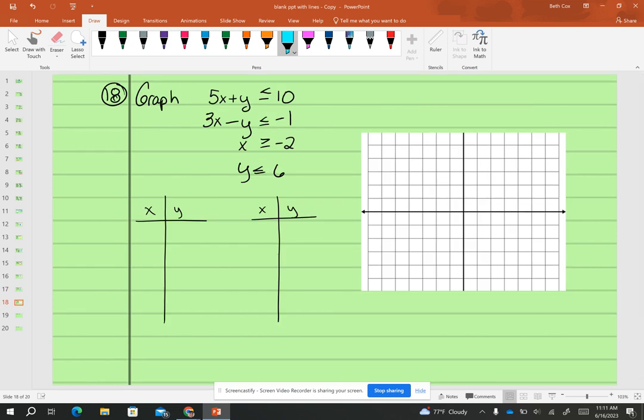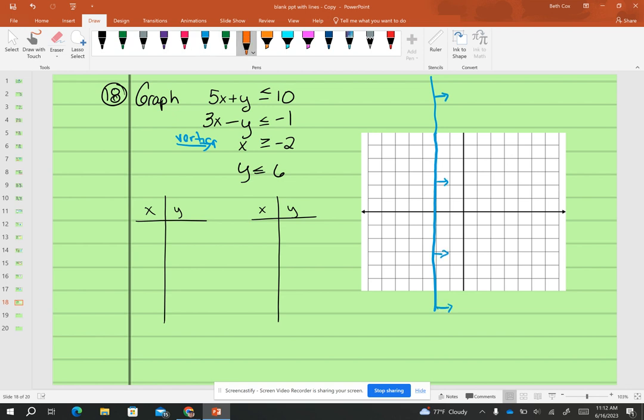Let's do another one. This one we have 2 lines and then our 2 specialty lines. Let's go ahead and do those specialty lines. They're quick and easy. This one is a vertical line at negative 2. It is solid. All of these lines are solid. And this one says greater than, so we have this vertical line at negative 2, and we're doing greater than.